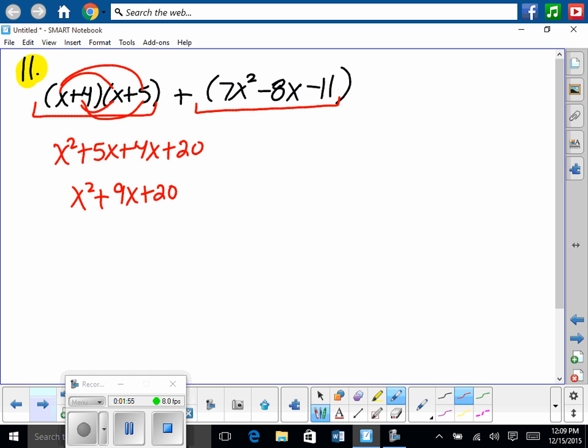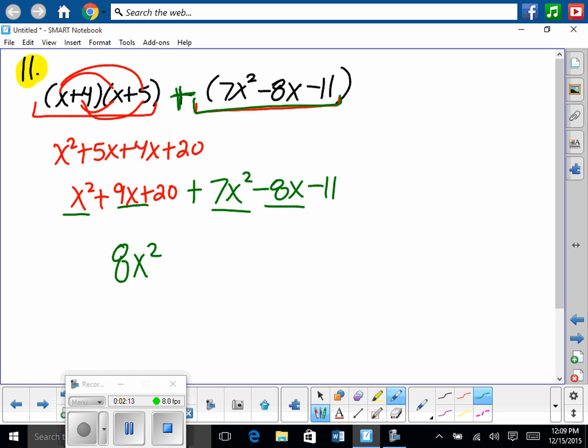And then we're simply adding that. Because of the addition sign, we're adding all this stuff. So plus 7x squared minus 8x minus 11. And since it's addition, we don't have to worry about changing any signs. Combine like terms. X squared plus 7x squared is 8x squared. 9x minus 8x is positive 1x. So plus x. Positive 20 minus 11.